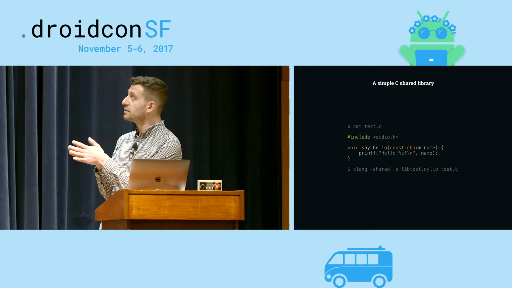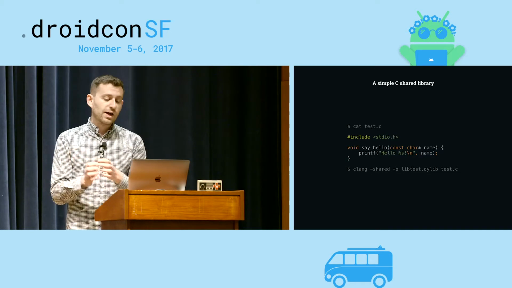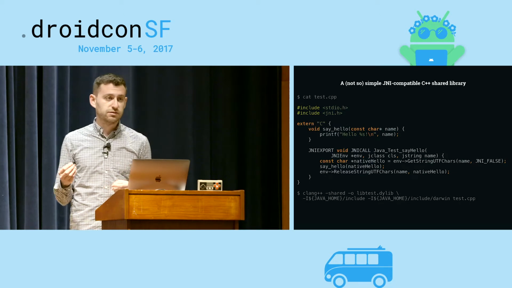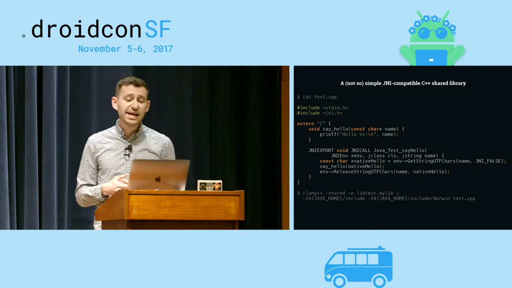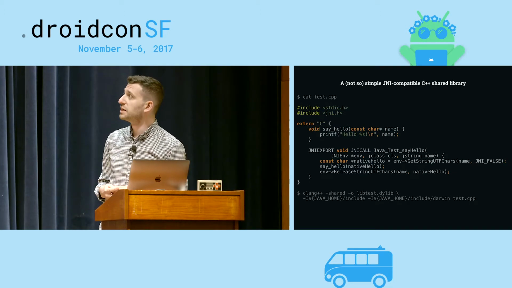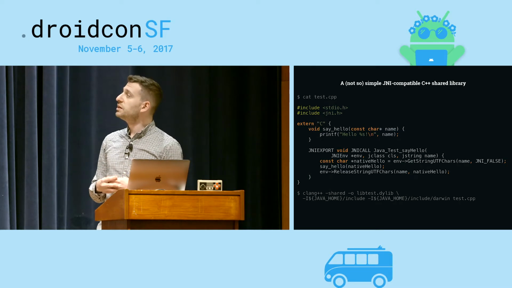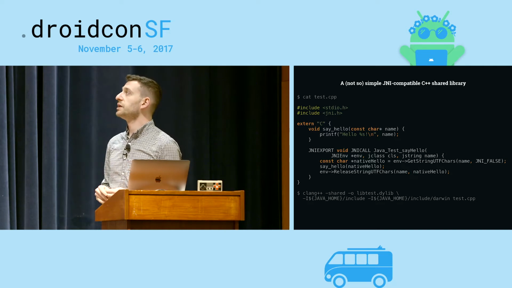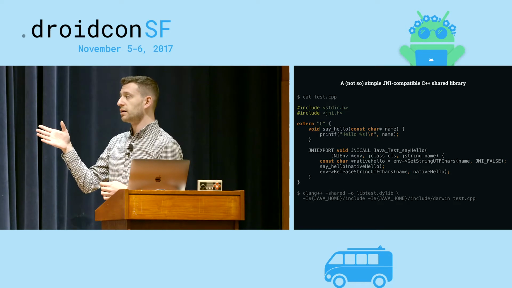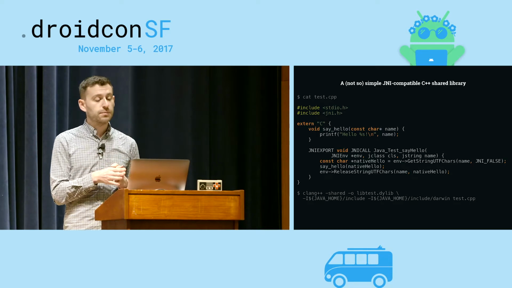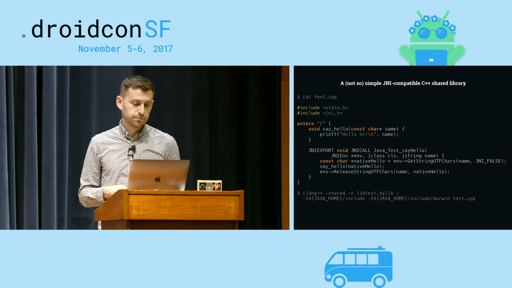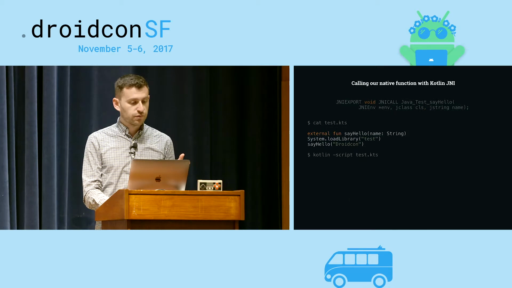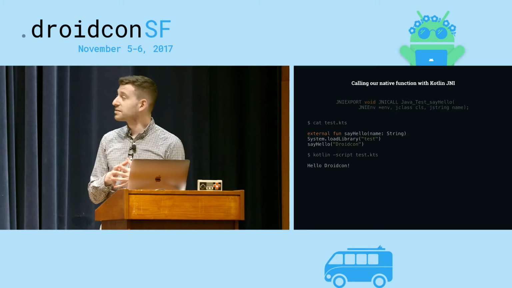So if we go back to our simple C shared library, we have to actually wrap our function in another function that's specifically built for JNI. And now our simple C library isn't so simple anymore. And one thing you'll see here is that we need to explicitly convert between the Java type, in this case a string, and the type that the C program expects, which is a char array. So with this change, if we go back to our Kotlin code from before, we can see that it works.